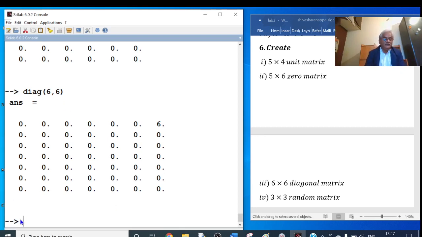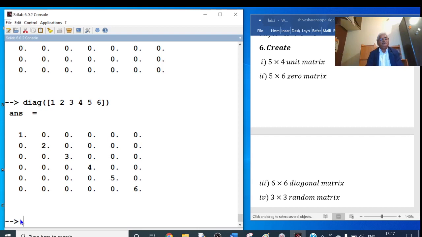For this, I will write DIAG, open the bracket, and within that type 6 elements in a square bracket: 1 2 3 4 5 6, and close the parenthesis. Now just press the enter button. I am getting this here: 1 2 3 4 5 6. This is a 6 by 6 matrix, and this is a diagonal matrix.